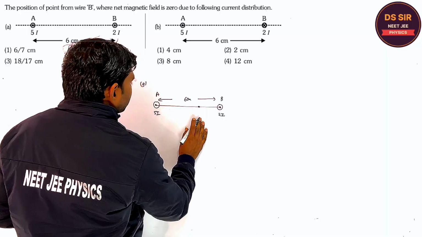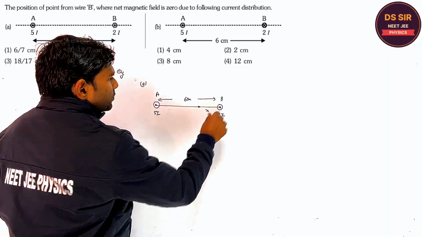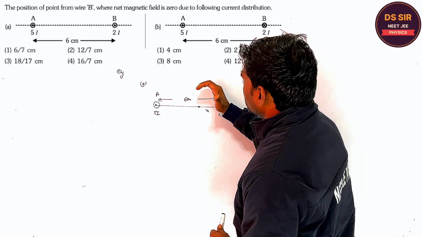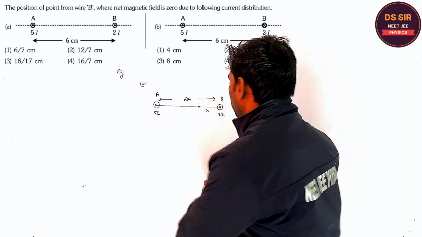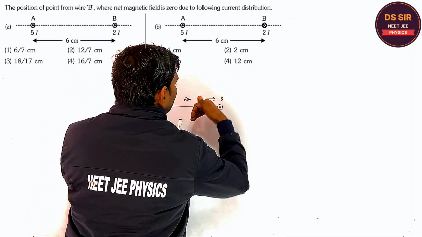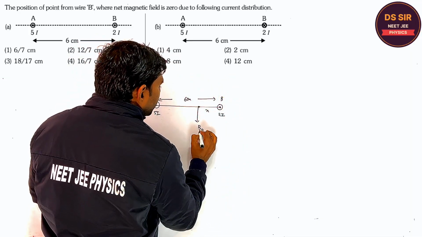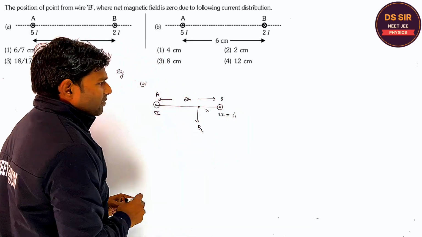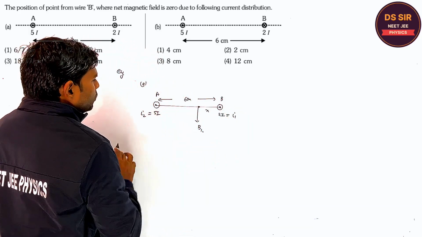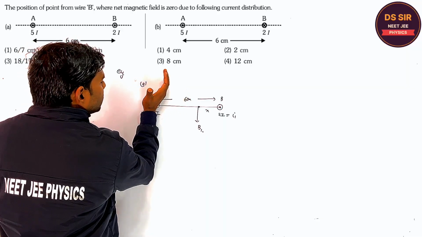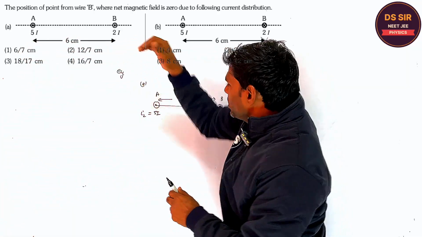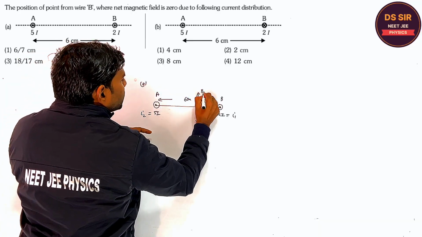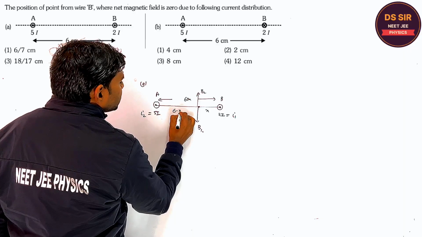So listen one thing. Suppose from wire B the distance is x. Because of this wire, which is outward, the magnetic field is in this direction, downward, right? Downward. So this is B1, and I am writing I1. This is I2 because this is also outward. So what is the direction of the magnetic field? Upwards. This is the B2, right? This distance is 6 minus x.